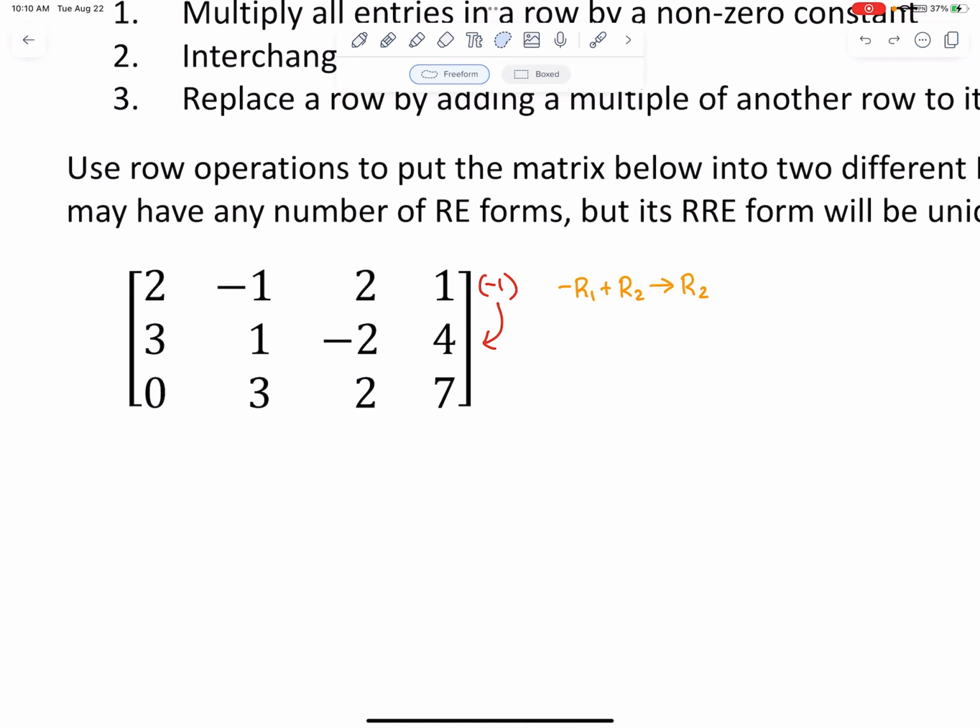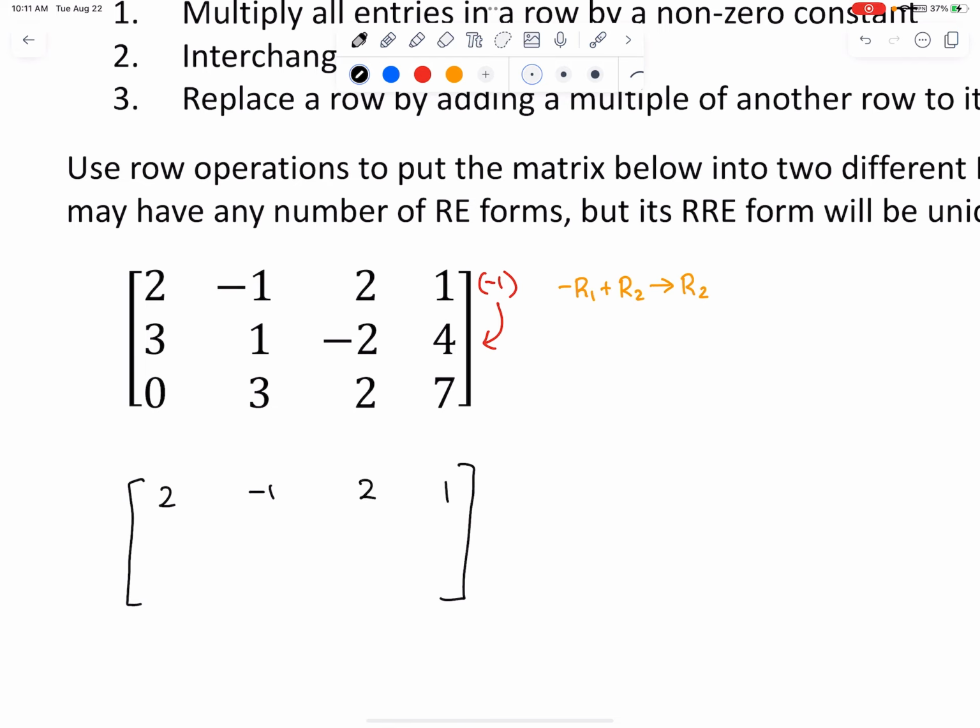Now when we do that, we're going to distribute this -1 to all 4 entries in this row, and then add all 4 entries to the respective entries in the row just below it, in row 2. And also keep in mind that I'm going to produce a new matrix here, but it's only row 2 that's going to change.